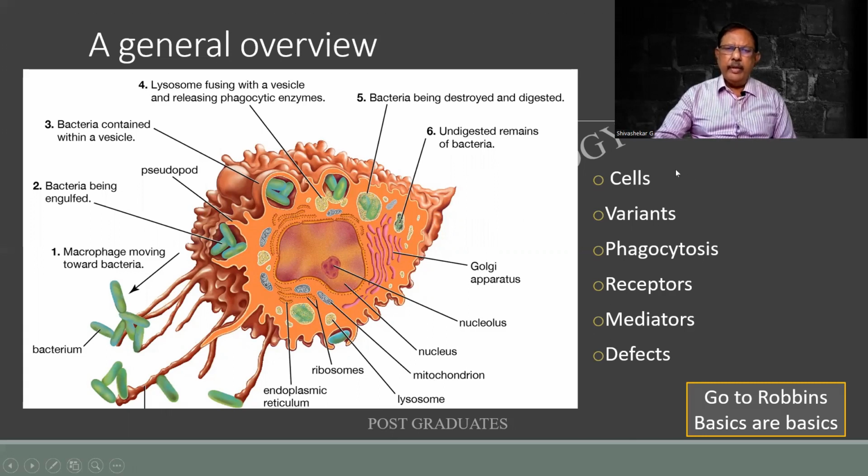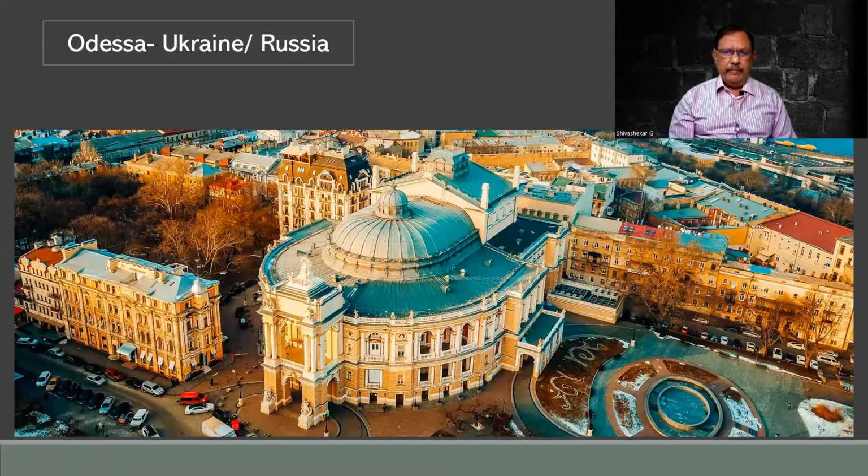We shall be talking about the cells, the variants, the process of phagocytosis. You people are supposed to read up, go to Robbins. The receptors, the mediators, and the defects. We shall, however, remember for the time being the C3 and the Fc receptors, which are there on the surface of the cell. And C3b can be an opsonin, which is coating the organism.